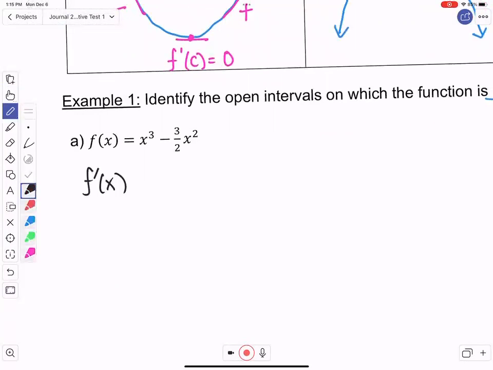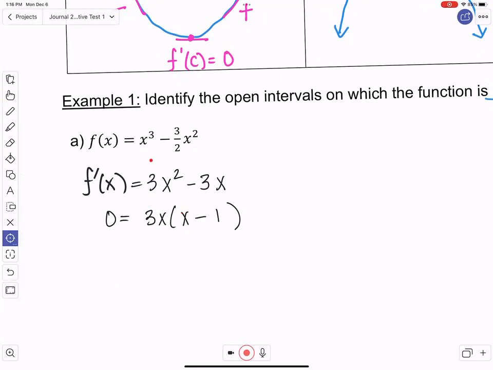We would get a 3x squared for the first term. What's going to happen when you multiply this 2 with the 3 over 2? The 2's cancel, so it's just negative 3, x to the first power. And then if we're finding critical points, we need to set this equal to what number? 0. And because I just noticed these both have 3 x's, we can factor out a 3x. And what would be inside? An x minus 1.